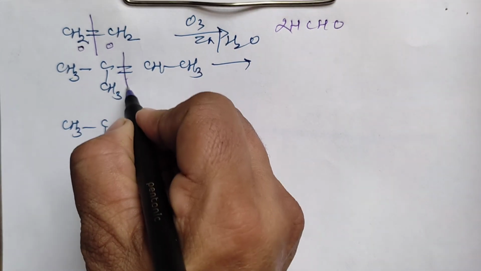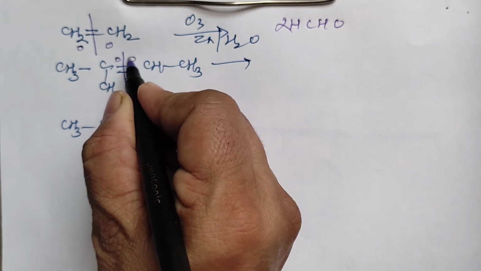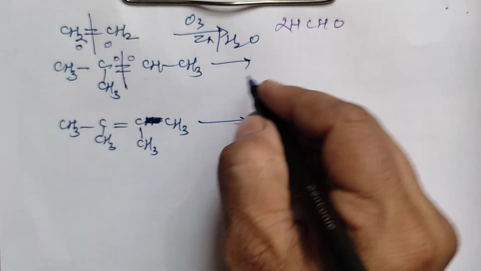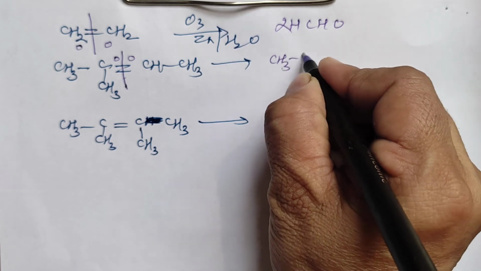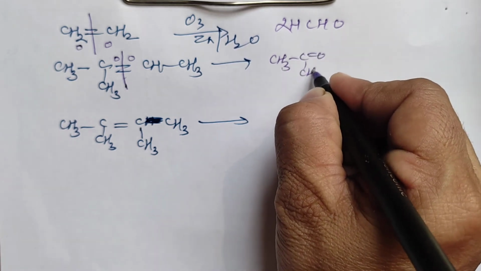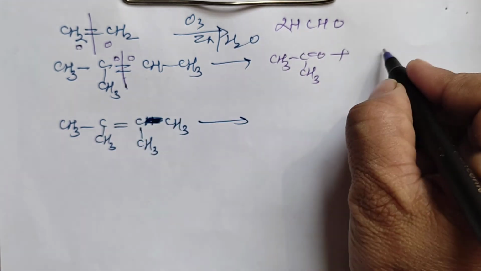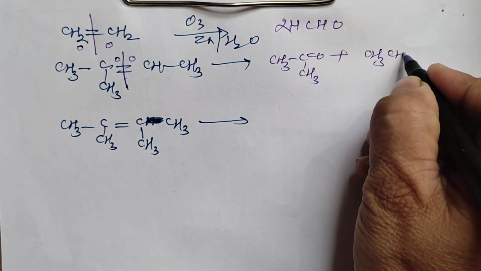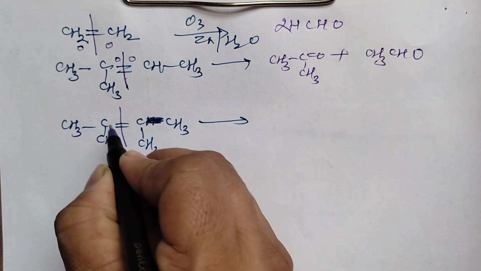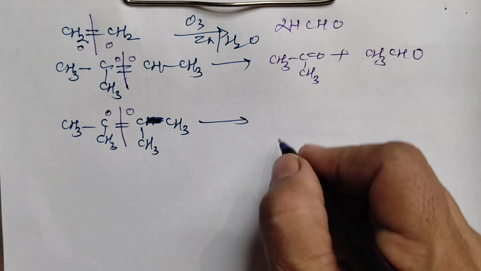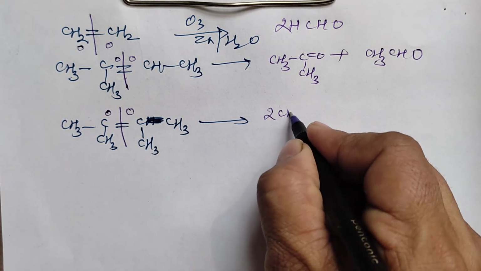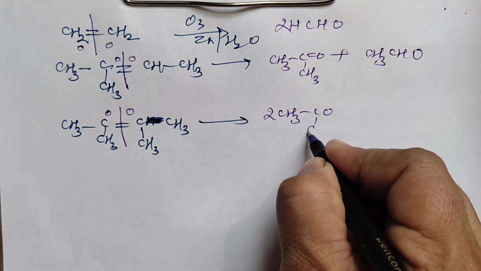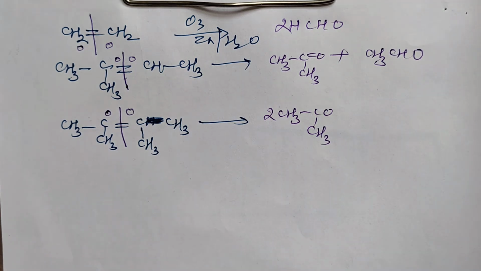Same way here, break the double bond, add O here, add O here. So what is this if you read it? CH3COCH3. Likewise on the other side you have CH3CHO. Here break the double bond, add O here, add O here. That means you are having 2 moles of acetone. So that means by ozonolysis you can prepare aldehyde as well as ketone.